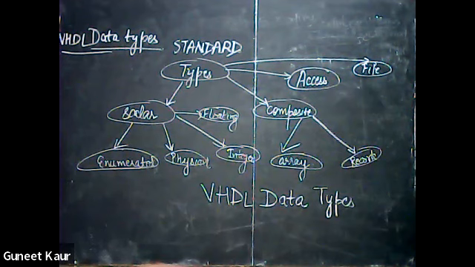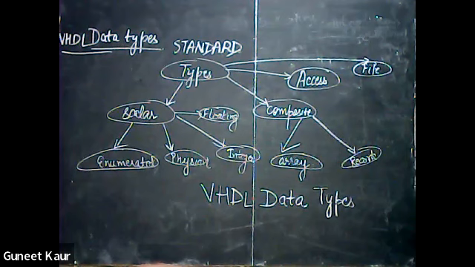As you can see, there are four broad categories of data types: scalar, composite, access, and file. Now, scalar is again categorized into four different types. First is enumeration type, second is integer type, third is physical type, and fourth is floating type. Also, composite data types are categorized into two types: array type and record type.